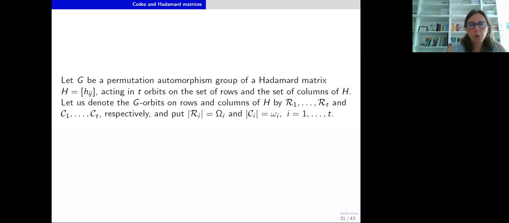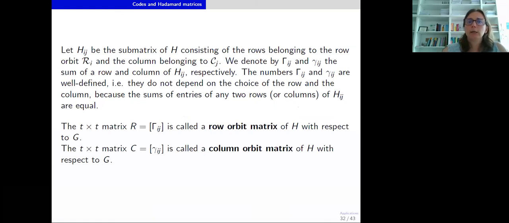In what way? In an analogous way as for orbit matrices of Seidel, Laplacian and signless Laplacian matrices of strongly regular graphs. So if you take the permutation automorphism group of a Hadamard matrix acting in T orbits on the sets of rows and columns, then you can again define G orbits on rows and columns. You can again take submatrices of this matrix belonging to the row orbits and column orbits, and taking sums of rows and columns of these submatrices, you will obtain row orbit matrices and column orbit matrices of the Hadamard matrix with respect to the group G.